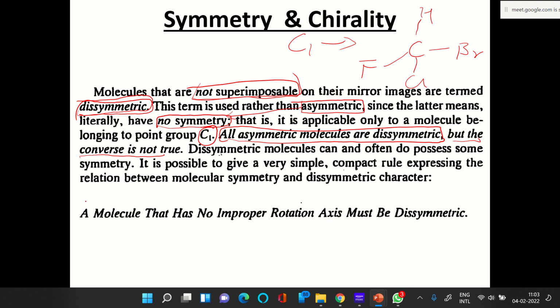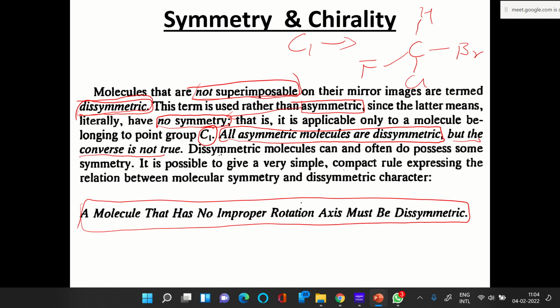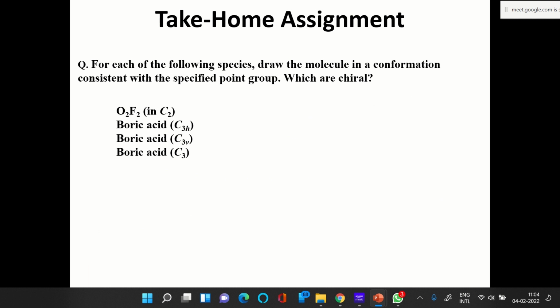So a molecule that has no improper rotation axis is dissymmetric, and this is chiral. This is the criterion for chirality. Simply, the absence of any SN axis means the molecule is likely to be chiral. If there is no SN axis present, it is chiral.